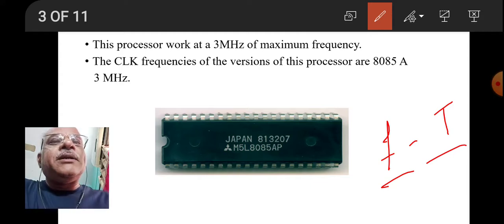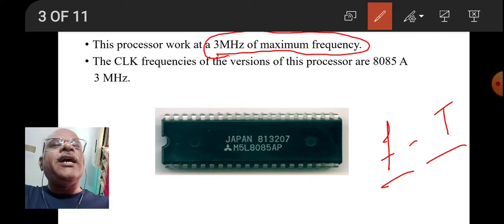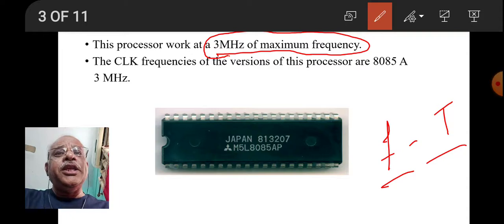But here, please keep in mind, the microprocessor 8085 operates on 3 megahertz maximum frequency. 3 mega stands for 10 raised to 6. So whenever I say 3 megahertz, it is 3 into 10 raised to 6 hertz. When I say 3 kilohertz, it is 3 into 10 to the power 3 hertz. So kilo stands for 1000 and mega stands for 10 to the power 6.